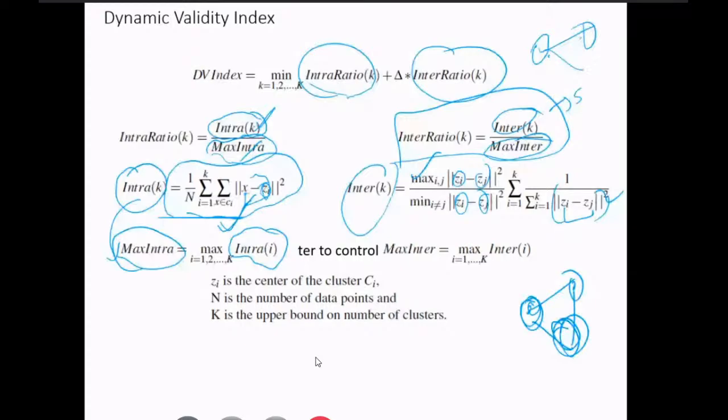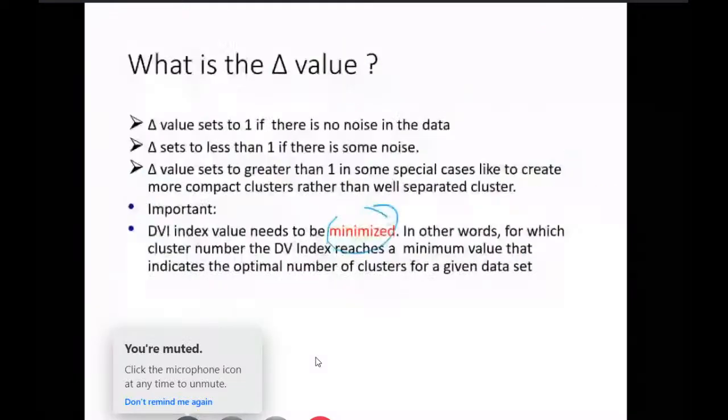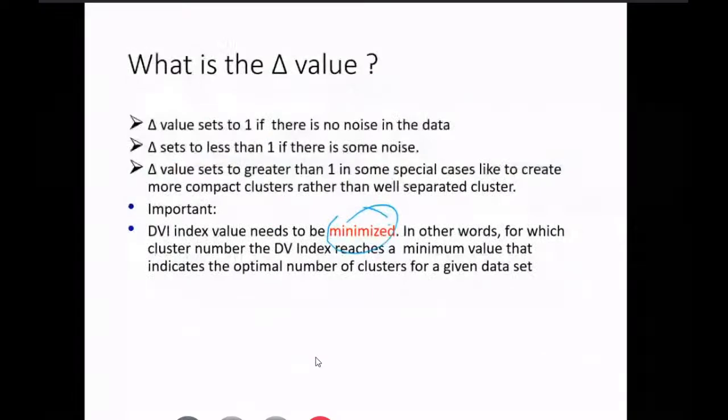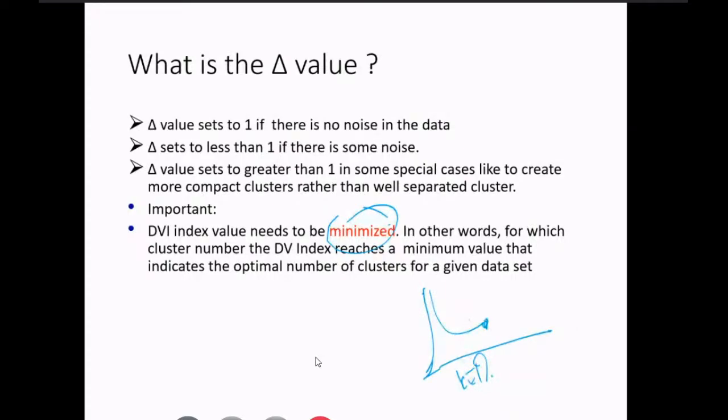Okay, but the beauty of this dynamic evaluation is that it cleverly handles noise because of this parameter only, not because of the complicated formulas. Overall, we are trying to minimize this particular index value, and for which K value this index value is minimum, that is considered the best output for your algorithm. Okay.